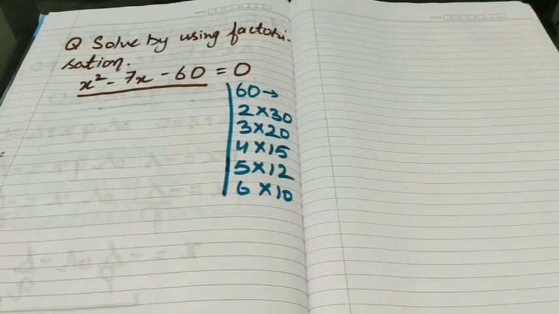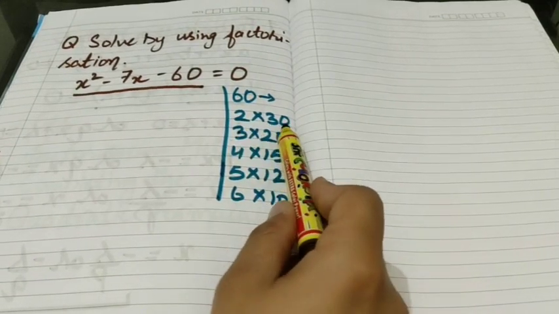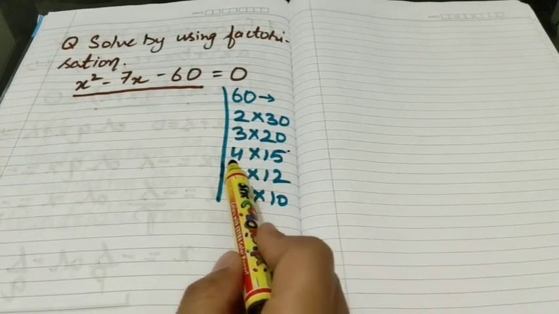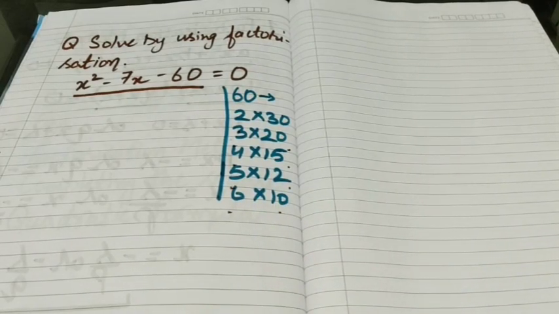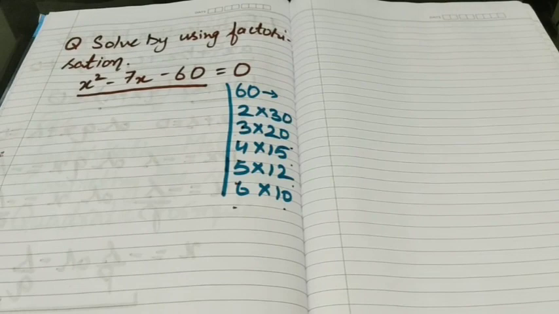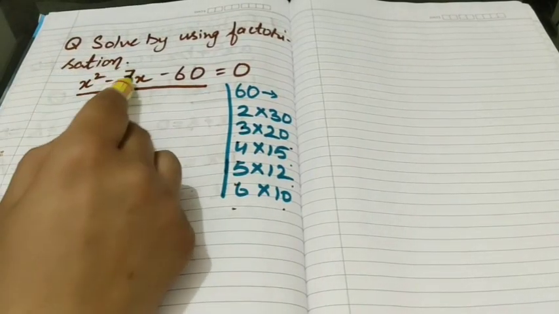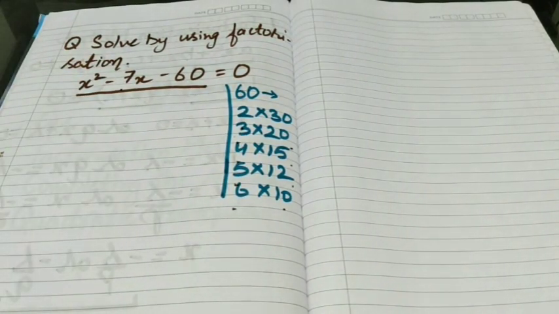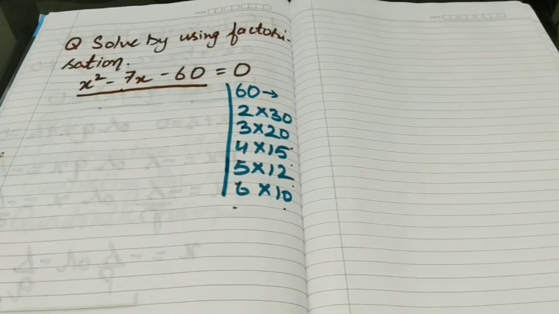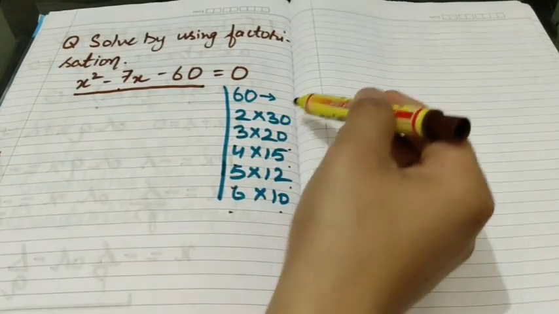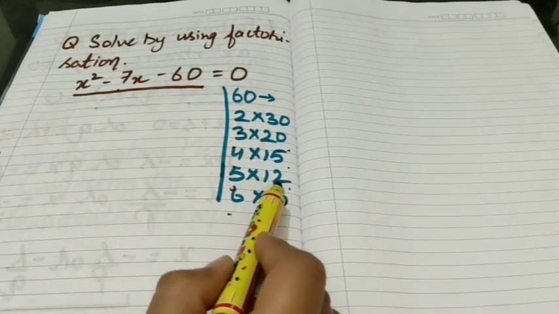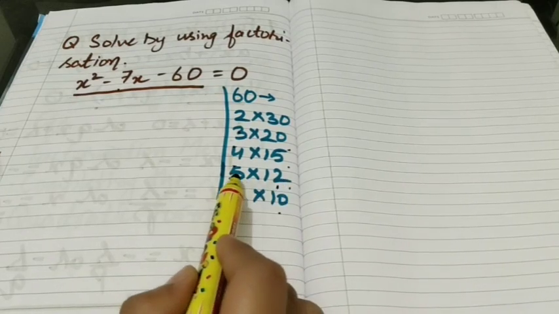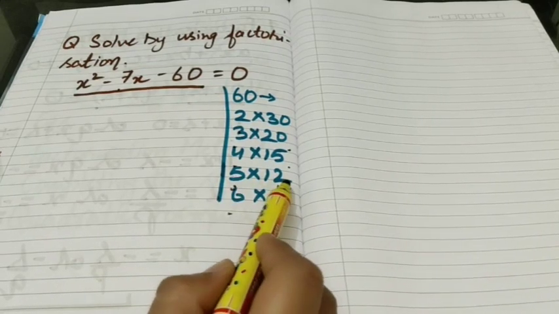Accordingly, we have found the factors of 60, which are 2 into 30, or 3 into 20, or 4 into 15, or 5 into 12, or 6 into 10. In the next step, we have to express the coefficient of the middle term, which is minus 7, as a sum or difference of the factors obtained in step 1. Here we have found the factors of 60 and we know that the difference of 5 and 12 is minus 7: 12 minus 5 is 7, 5 minus 12 is minus 7.